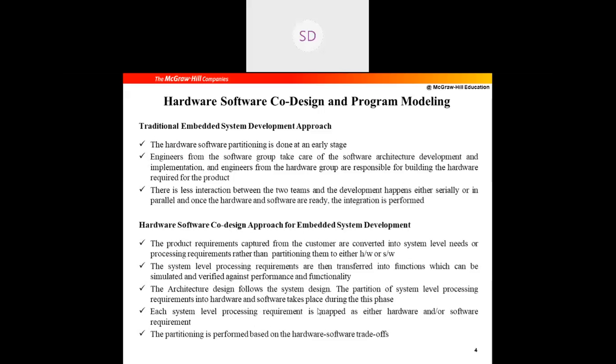In the earlier, traditional technique, once you get the requirement, the partitioning was done right there. Here it is not done. After system level design, we'll have an architecture and then the partitioning is done. Each system level processing requirement is mapped as either a hardware or a software requirement.